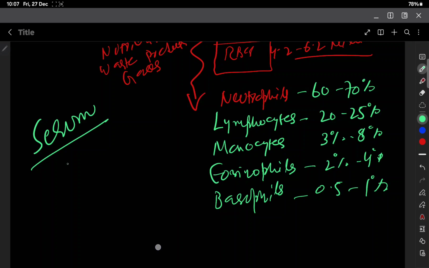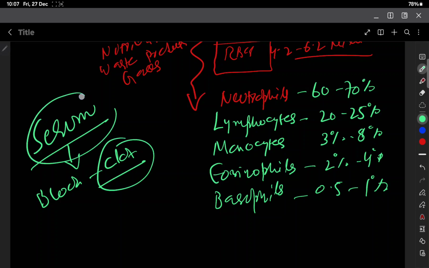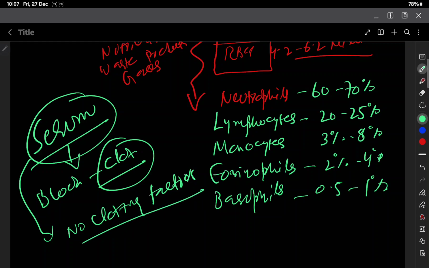If blood is allowed to clot, then after some time a clear fluid will come out of that clot. That is called the serum. Serum does not contain clotting factors, while plasma does contain clotting factors. That is the difference between serum and plasma. Serum is almost similar to plasma except that serum does not have clotting factors.